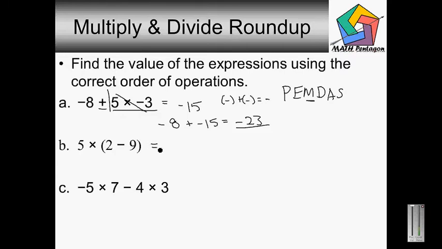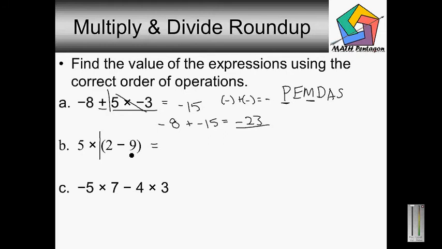Okay, let's go to our next example. We have 5 times parentheses 2 minus 9 parentheses. So what do we do first? The parentheses first. So 2 minus 9. Let's just focus on the parentheses first. So we have 2 minus 9.